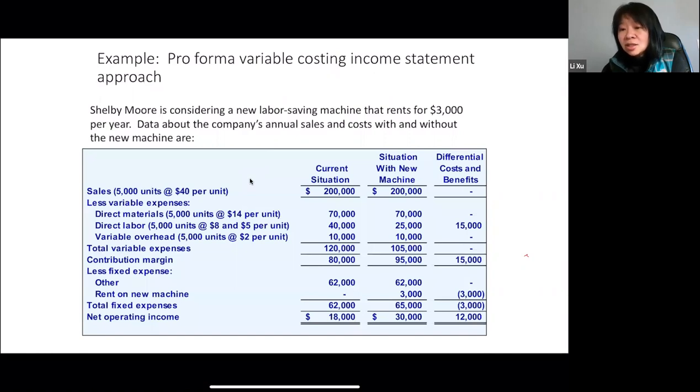This machine is going to save labor hours. So that's why you can see here, direct labor is cheaper if you have a new machine. And everything else is the same. However, to get a new machine, you have to pay more. So this is added to the fixed cost. And here, if you are going to do the pro forma approach, you just need to look at the net income, right? If you have a new machine, the net income is much higher than whatever you have now. Therefore, the answer is yes, you should rent a new machine.